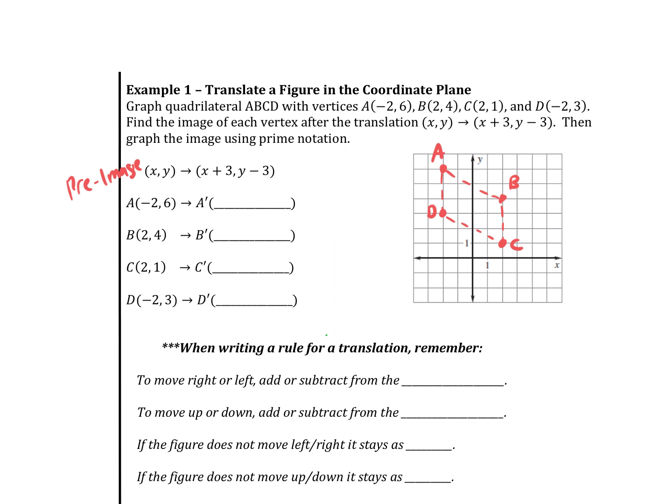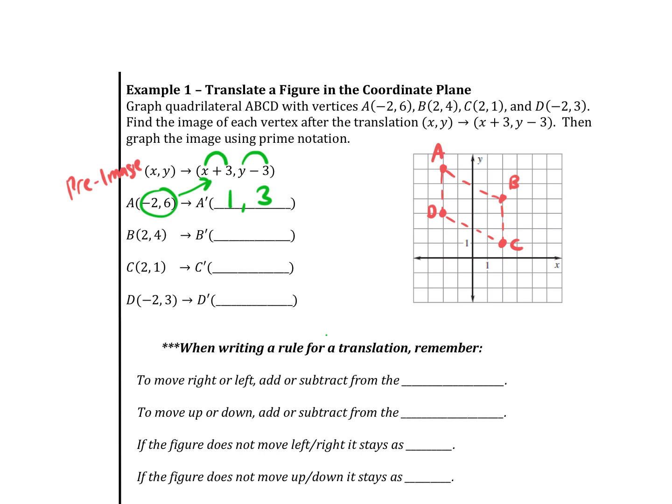So what we're going to do, this is saying take each x and add 3. This is saying take each y and subtract 3, okay? So what is negative 2 plus 3 going to be? Well, it's going to be 1, and 6 minus 3 is going to be 3, okay? So we take these numbers and we apply this rule to it, okay? So we get 1, 3.